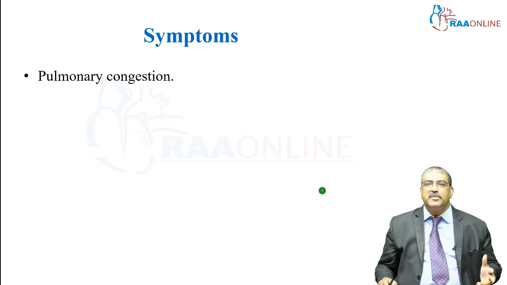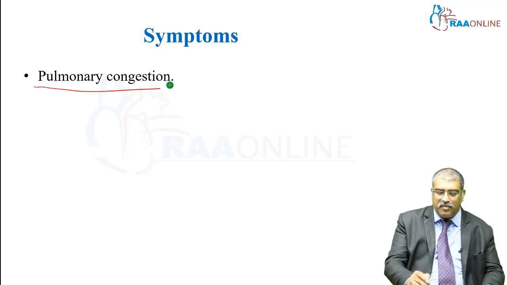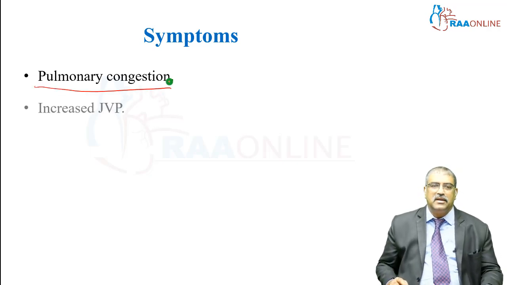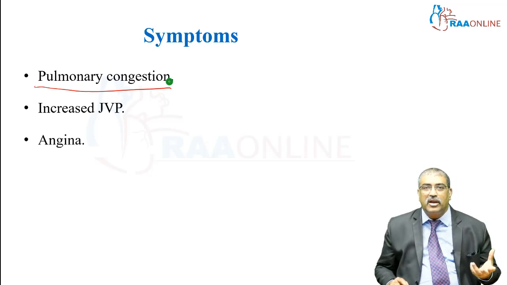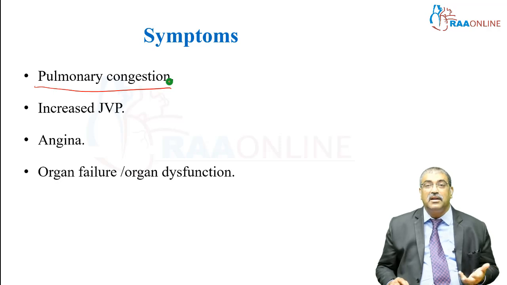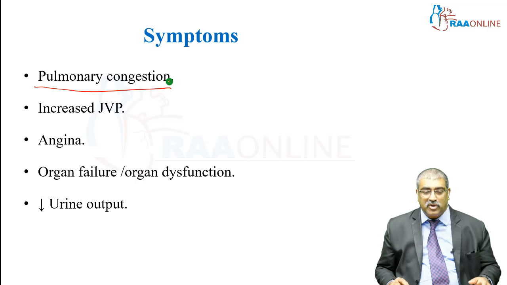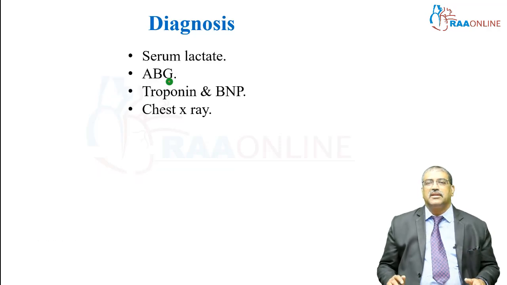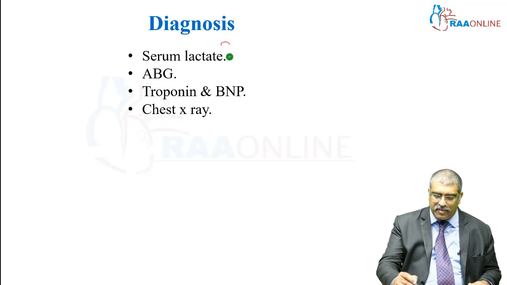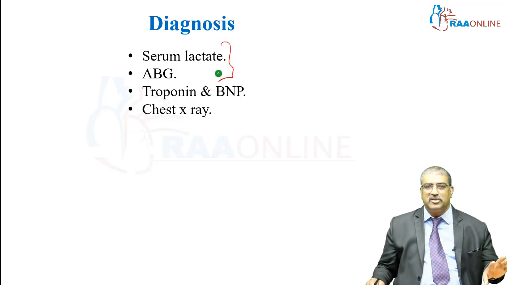And what are the symptoms of cardiogenic shock? First is pulmonary congestion, increased JVP. In case of coronary artery disease, the patient might have angina. There will be organ failure and organ dysfunction. Your urine output is going to be low and the patient has cool peripheries. The diagnosis, again serum lactate, ABG, there is going to be acidosis.